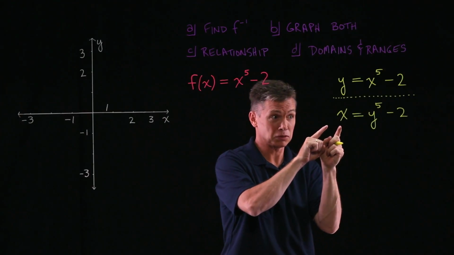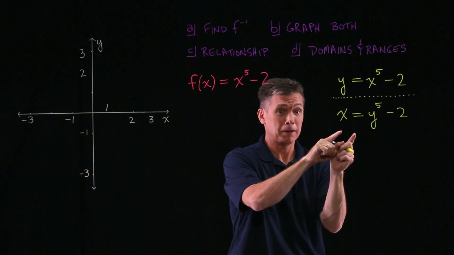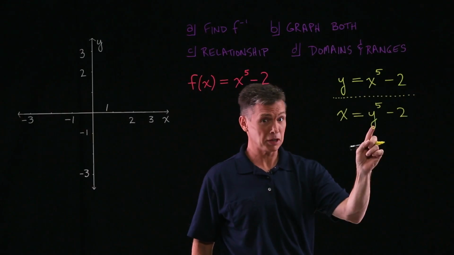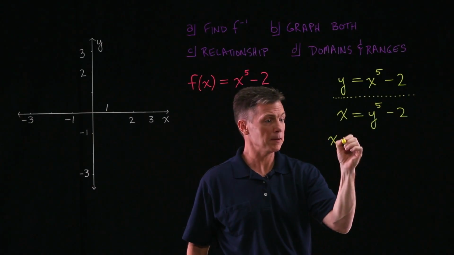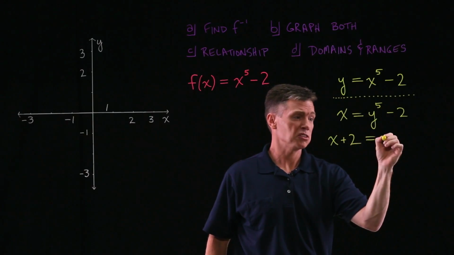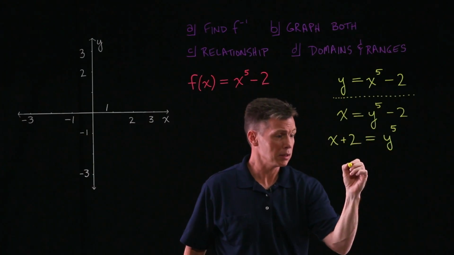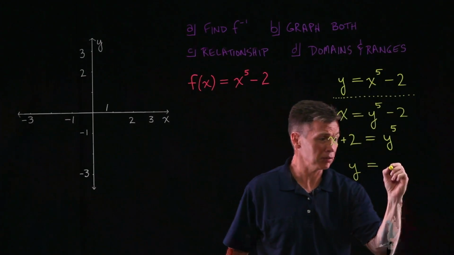And what we do with this new equation now is solve it for y. And if you can do that, that's your inverse. So let's solve this guy for y by first adding 2 to each side. And then just one more algebraic step, right? Take the fifth root of each side. I'll switch the sides too, just because we like our y's to be on the left.